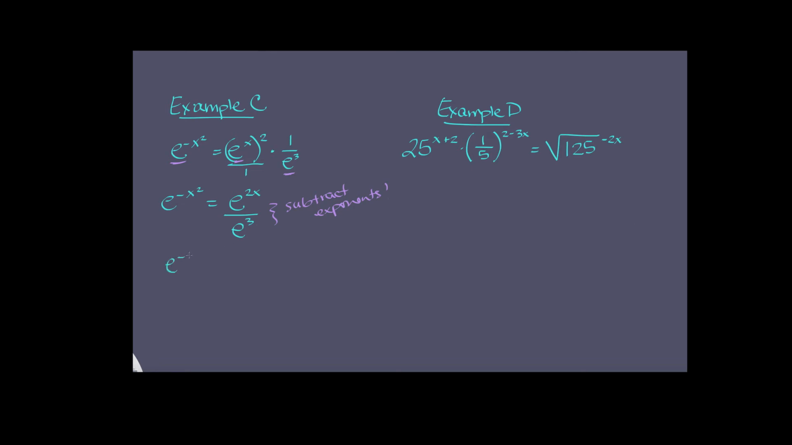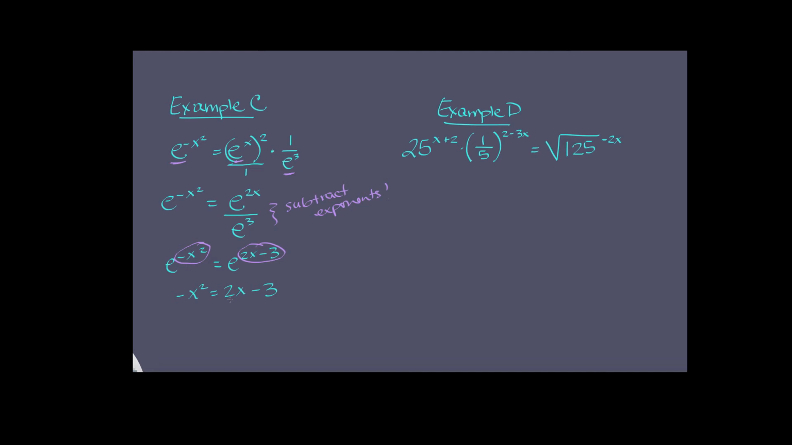So we end up with e to the negative x squared equals e to the 2x minus 3. All right, so now we have the same bases on both sides. We could set our exponents equal to each other. This is a little different because now I'm dealing with a quadratic, an x squared. So negative x squared equals 2x minus 3.